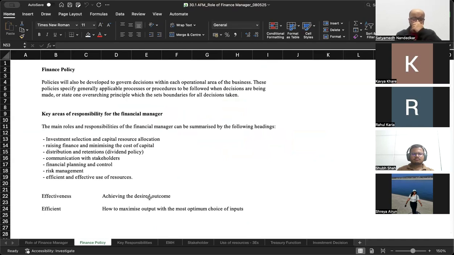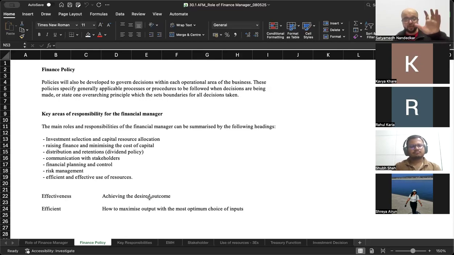Now, what are some of the key areas of responsibility for the finance manager? Investment selection and capital resource allocation. What that means is, if you have limited resources, what is the right technique for allocation of these resources? Here topics like capital rationing can be discussed, right? Raising finance and minimizing the cost of capital: looking at different sources of finance, considering all the factors and then making a decision on whether you want to raise money from this particular source so that the overall cost of capital is minimized.